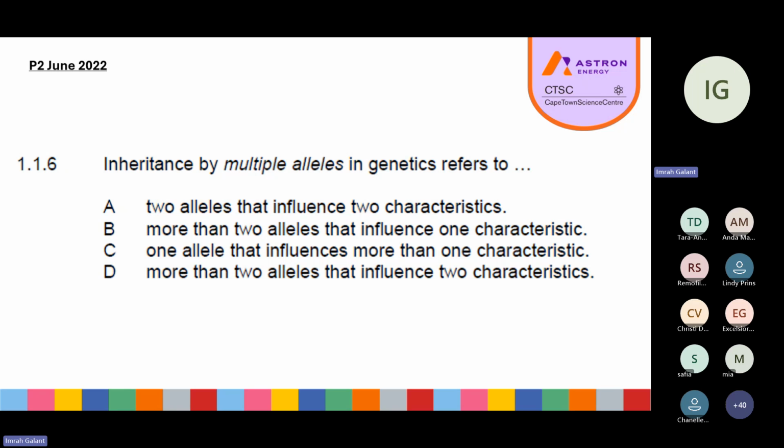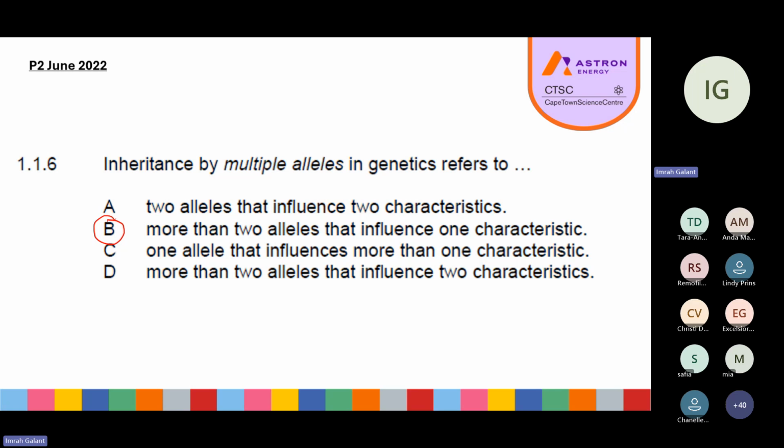So the question reads, inheritance by multiple alleles in genetics refers to A, two alleles that influence two characteristics, B, more than two alleles that influence one characteristic, C, one allele that influences more than one characteristic, and D, more than two alleles that influence two characteristics. So this is simply just definitions that you guys need to know. The answer for 1.1.6 is going to be B. Inheritance by multiple alleles in genetics refers to more than two alleles that influence one characteristic.